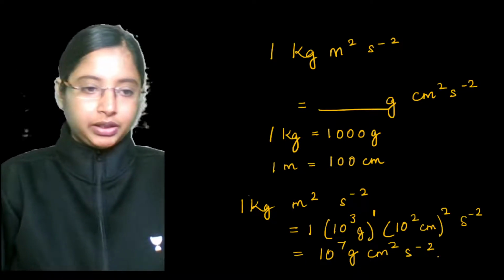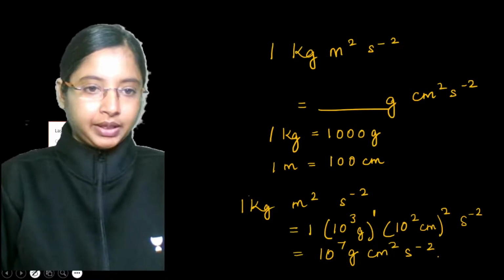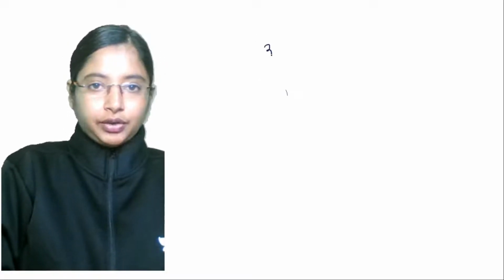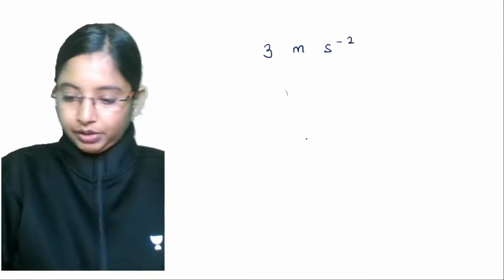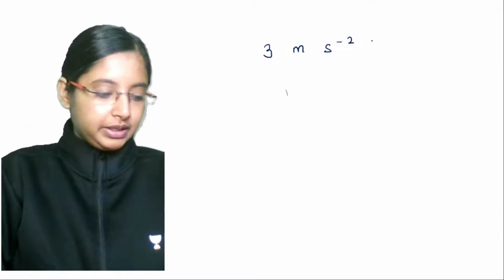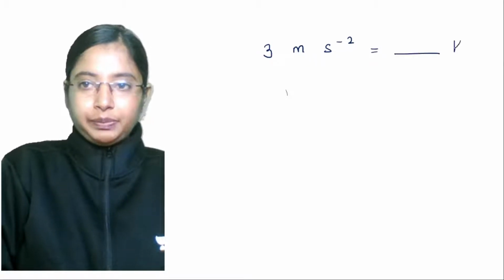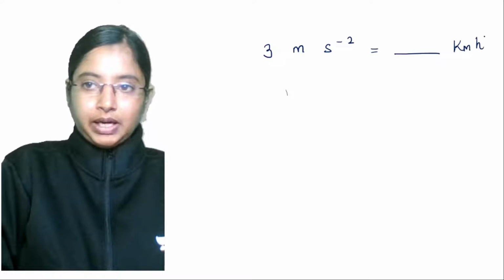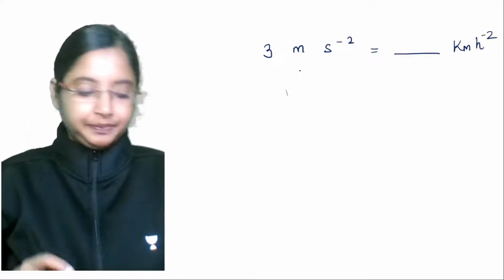All right. Let's do one more. This time, let's do the reverse. 3 meter per second is given. Now let's express this 3 meters per second in place of kilometer per hour. Let's give meter per second in terms of kilometer per hour.